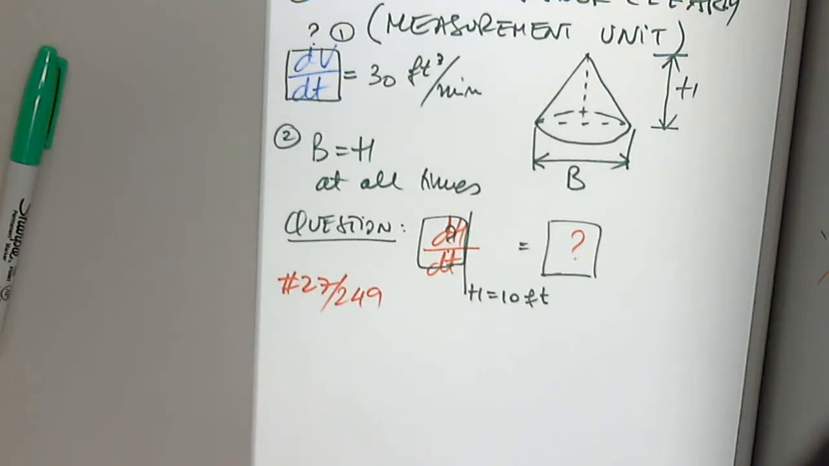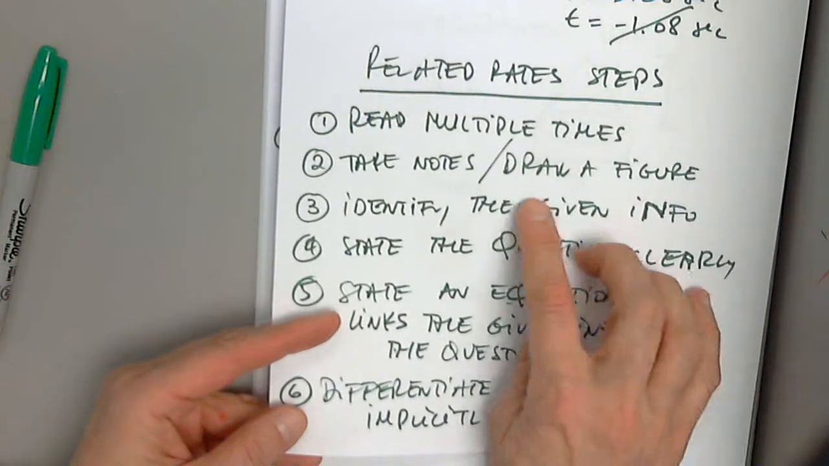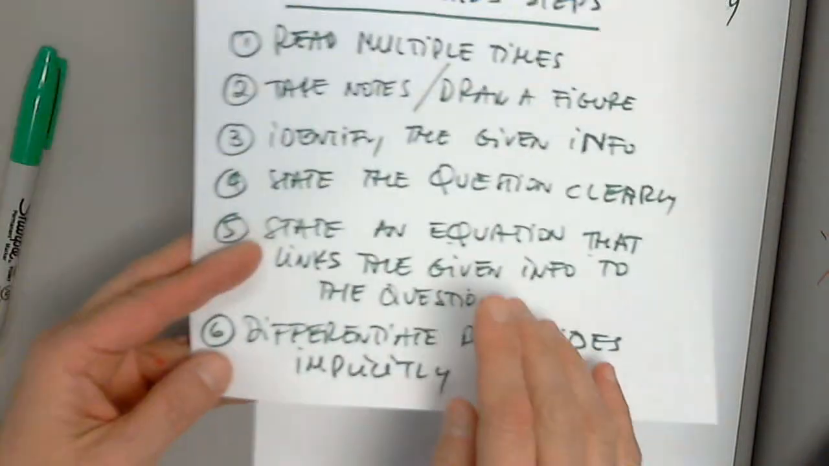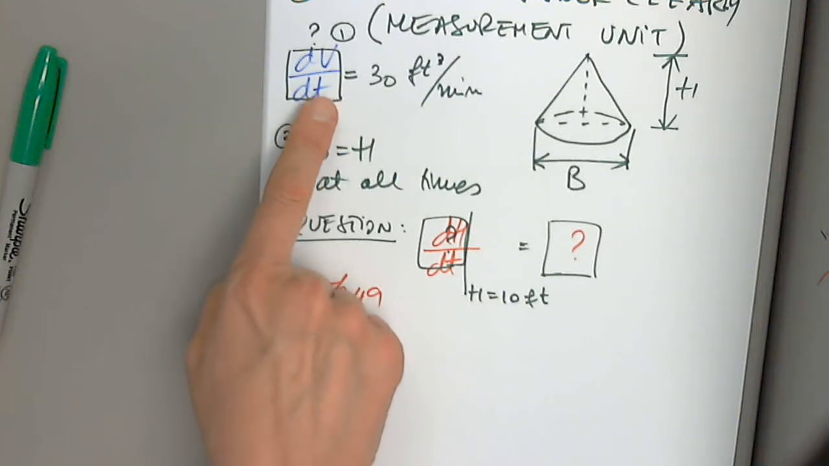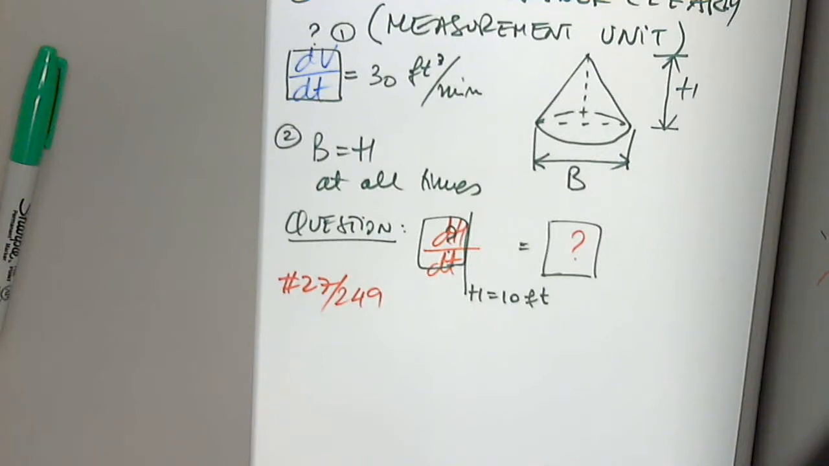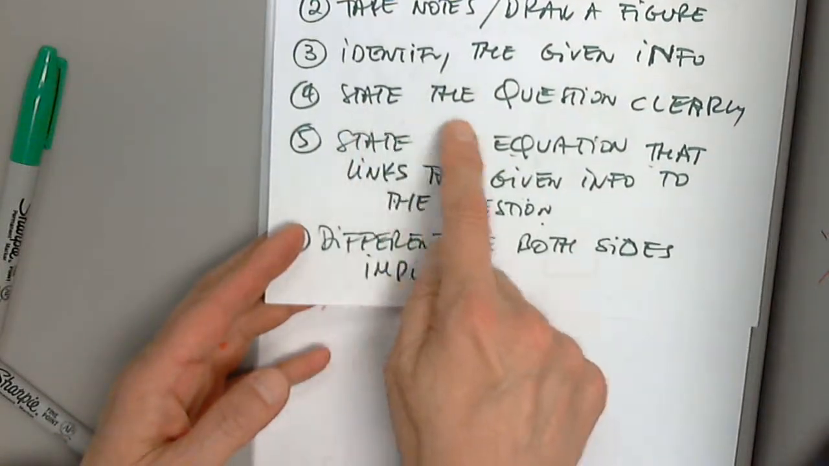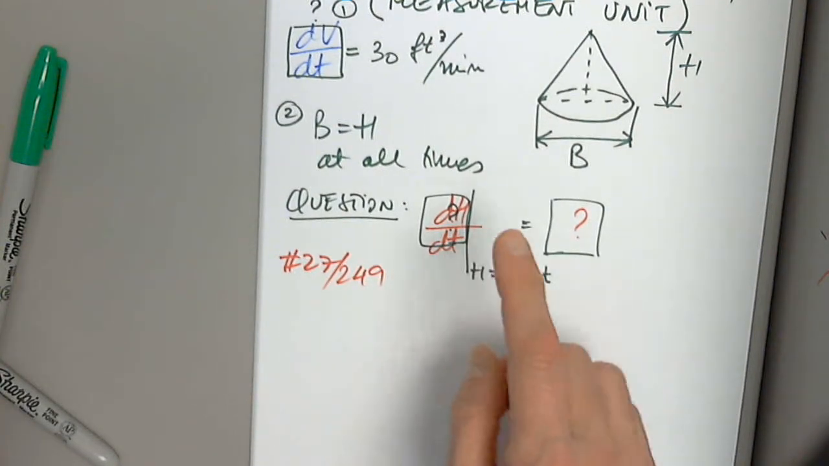So let's go quickly through all these steps. We read the problem several times. We did take notes. We did not have to draw a figure out of the blue because we were already given that. We identified the given info. Yes, we were given the rate of change of volume with respect to time, and we were told that the height and the base will always be equal, and the volume will increase, but those two will always be related like that. They are the same, this length. State the question clearly. We did. This is the question: the rate of change of the height with respect to time, okay?